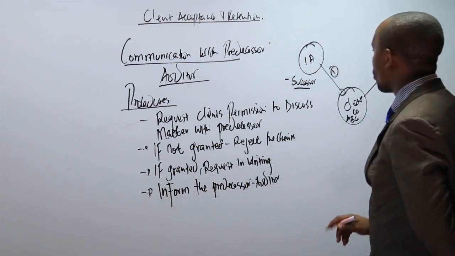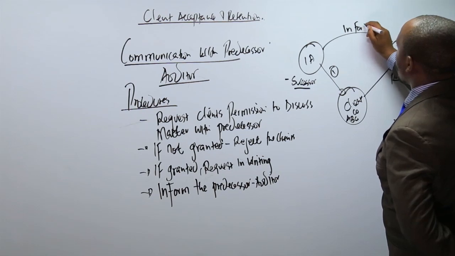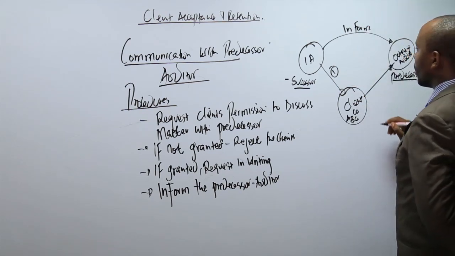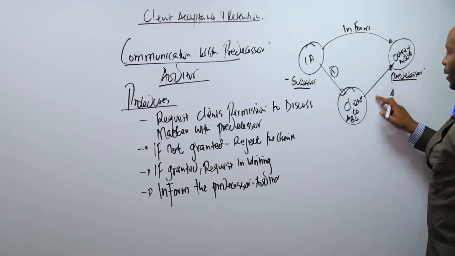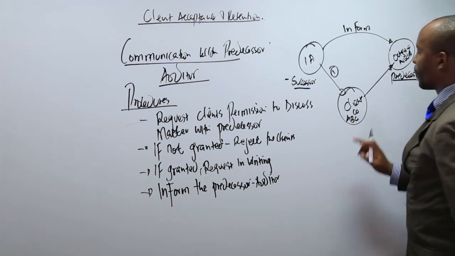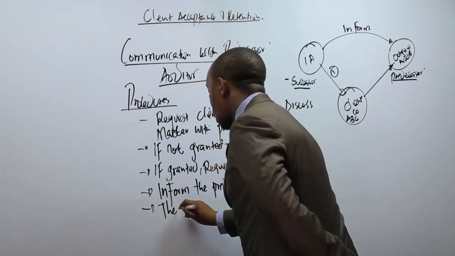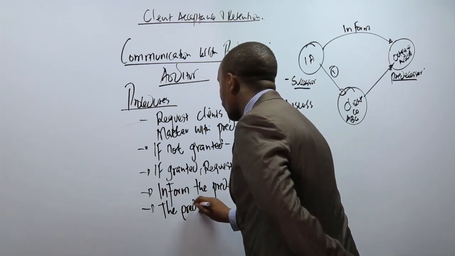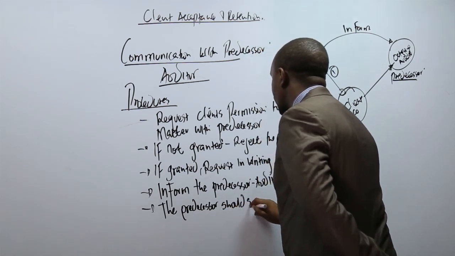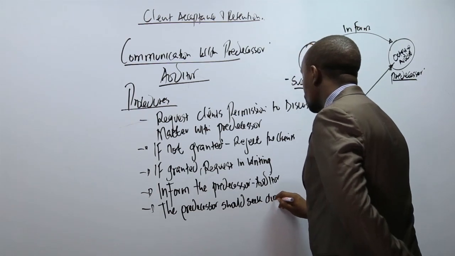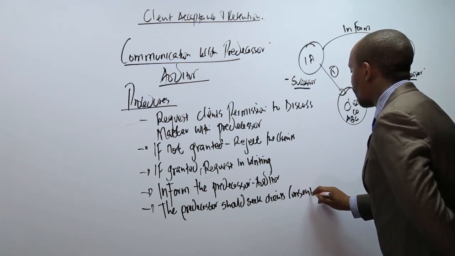But the predecessor auditor, on the other hand, even after informing him, in most cases you realize that he cannot discuss matters with you, the successor auditor, unless first of all he goes ahead and seeks what? He seeks consent from the client. So we say the outgoing auditor or predecessor auditor should seek client's consent to discuss matters with you. Client's consent to discuss matters with the successor auditor.